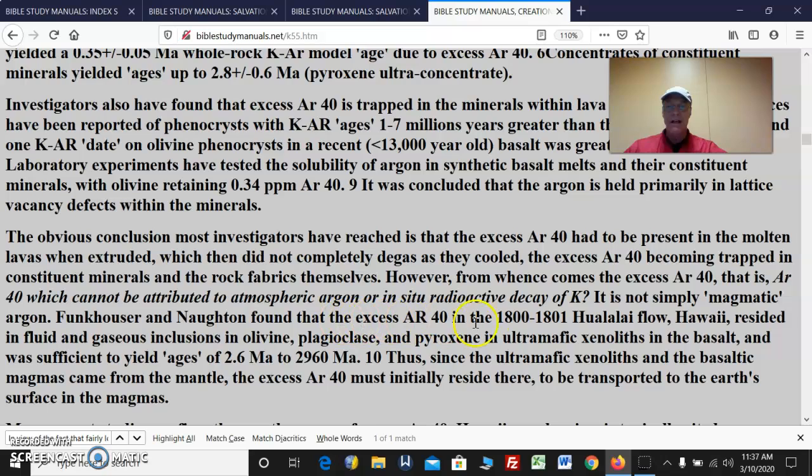Funkhouser and Naughton found that the excess argon-40 in the Hualalai flow, Hawaii, resided in fluid and gaseous inclusions in olivine, plagioclase, glass, and pyroxene, and ultramafic xenoliths in the basalt, and was sufficient to yield ages, fake ages, of 2.6 million to 2960 million years. Wow, really? Okay. Thus, since the ultramafic xenoliths and the basaltic magmas came from the mantle, the excess argon-40 must initially reside there to be transported to the Earth's surface in the magmas.